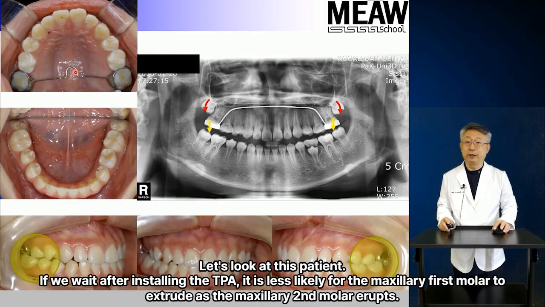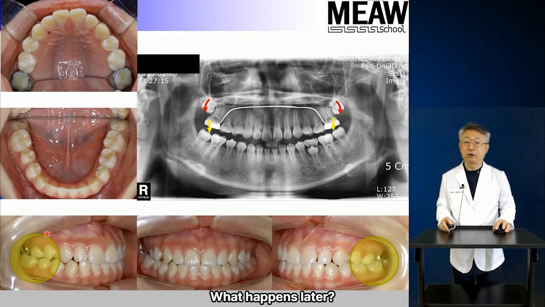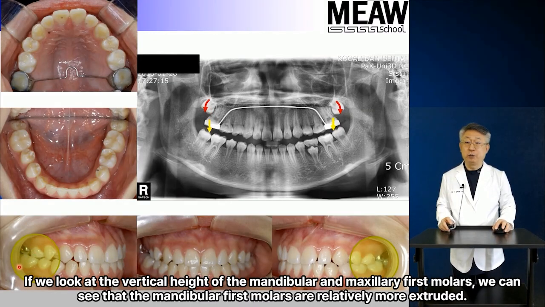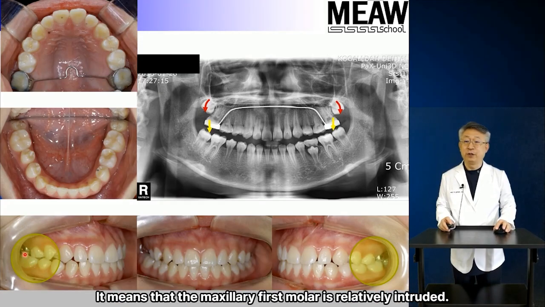Let's look at this patient. If we wait after installing the TPA, it is less likely for the maxillary first molar to extrude as the maxillary second molar erupts. What happens later? If we look at the vertical height of the mandibular and maxillary first molars, we can see that the mandibular first molars are relatively more extruded. It means that the maxillary first molar is relatively intruded.